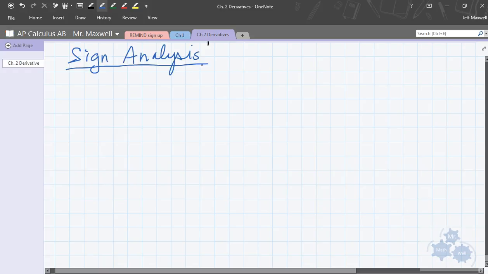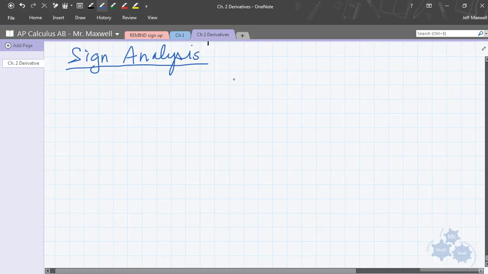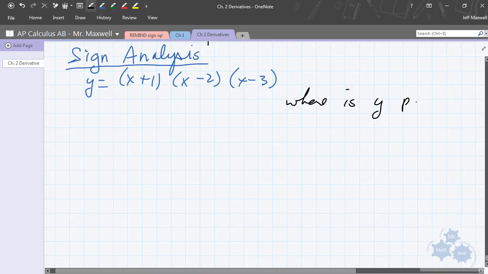You did sign analysis in Pre-Calculus 30, and I am going to show you how to do sign analysis again in case you've forgotten, because we will have to do sign analysis on things like first derivatives to give us all kinds of cool information. So, sign analysis. Let's say we have a polynomial whose factors are y equals x plus 1, x minus 2, and x minus 3. I want to know where y is positive.